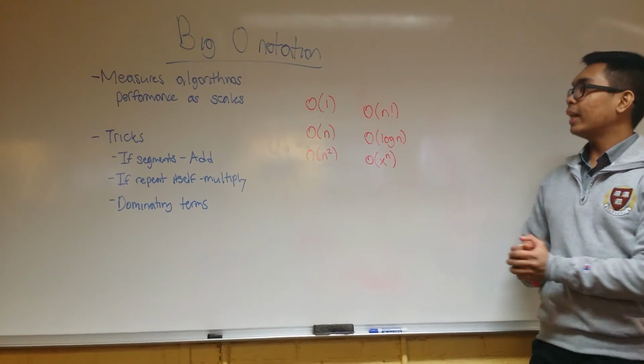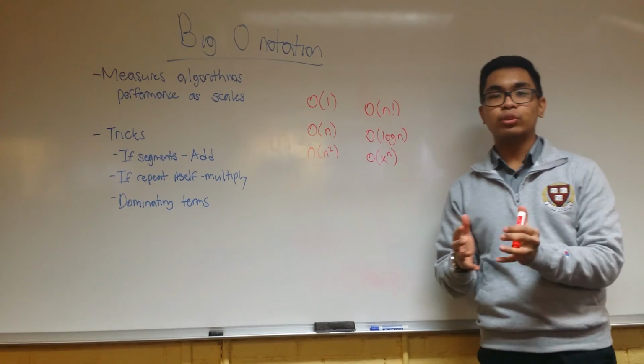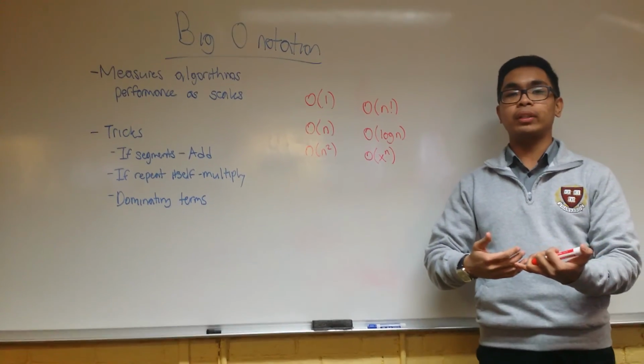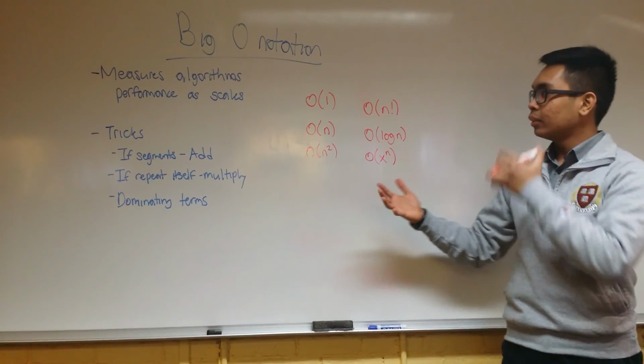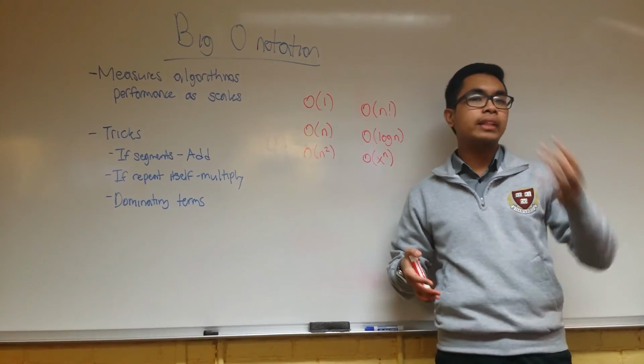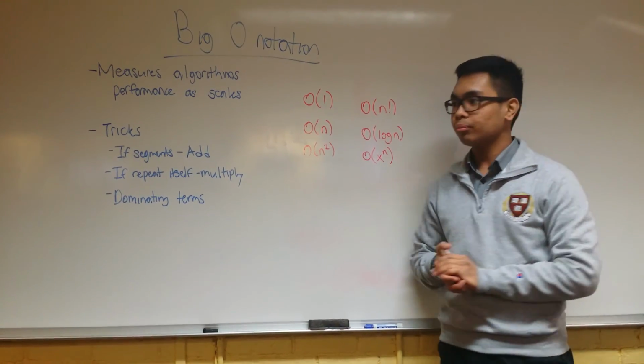This is CS50 and today we'll be covering Big O notation. Big O notation just describes how an algorithm performs as it scales, meaning as it deals with larger data sets. It doesn't give the exact runtime in minutes or in seconds, but it gives you a sense of how it performs as we deal with larger amounts of data.